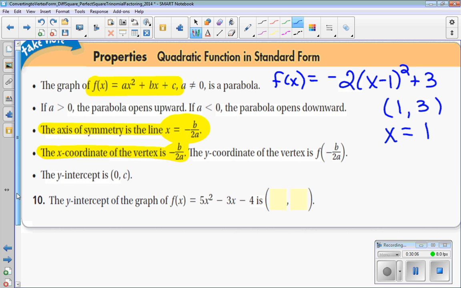I'm going to show you how to find the vertex if it's in standard form. Okay? Remember how we changed this to standard form before? Well, let's look at one that's in standard form right here. So here's our example for the day. f of x is equal to 5x squared minus 3x minus 4.